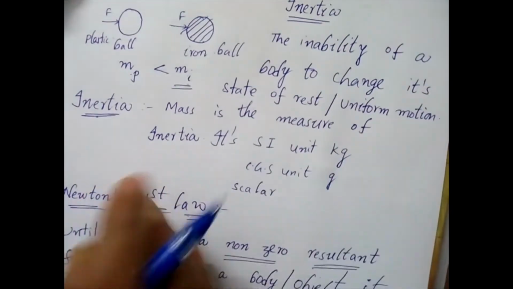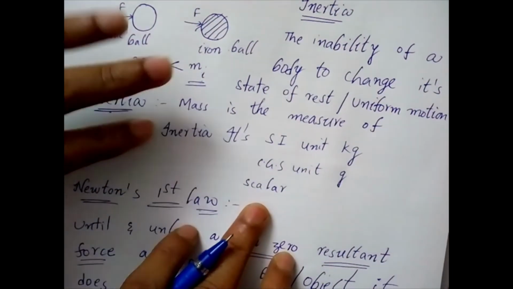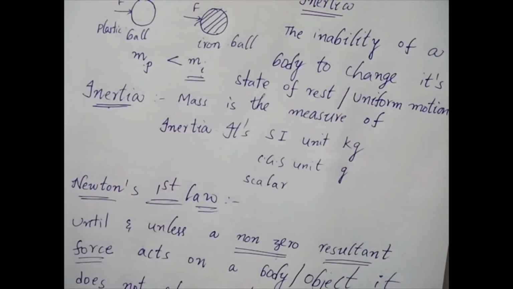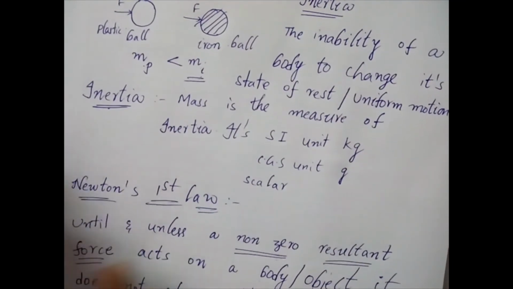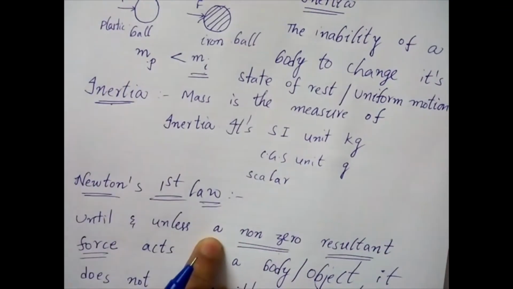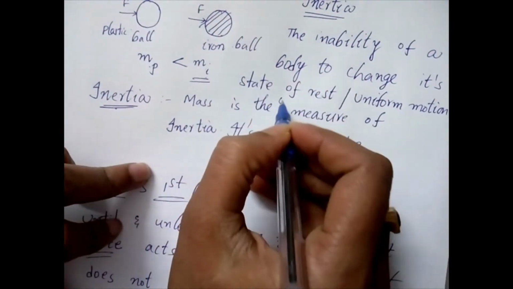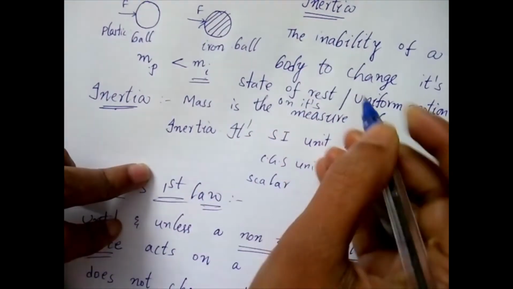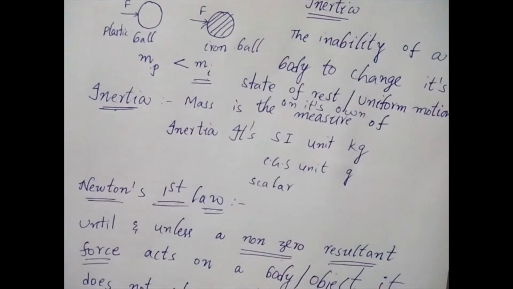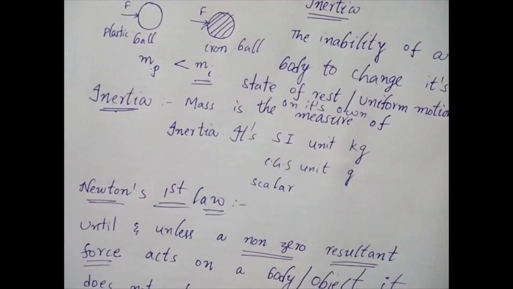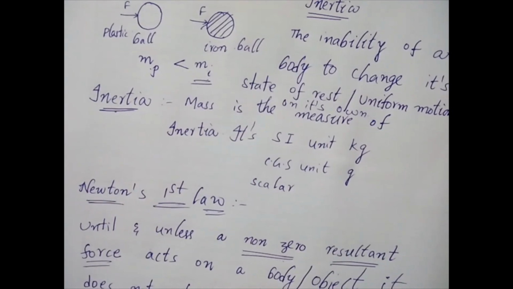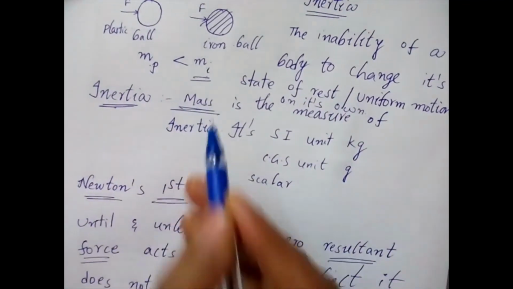So I have given here the inertia definition. If you learn this inertia definition, you can write the inertia of rest definition, inertia of direction, and inertia of motion. Okay, the inability of your body to change its state of rest or uniform motion on its own. So it cannot change its state on its own until and unless some non-zero net force acts on a body. Okay. After that, what is the measure of inertia? It is mass. Mass is the measure of inertia.